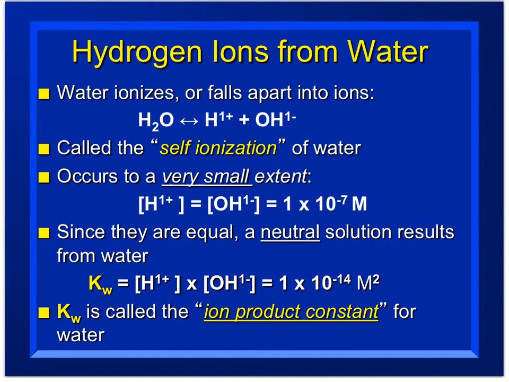So on this slide, we're going to go ahead and talk about water, how it ionizes, and this thing called the Kw value. We've seen this K value a couple of different times. Remember, it can stand for an equilibrium constant. We're also going to be using it as an ion product constant here. So first off, water ionizes or falls apart into hydrogen and hydroxide ions. This is called self-ionization of water. This occurs only to a very small extent.